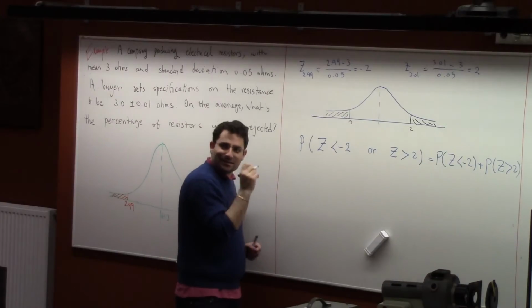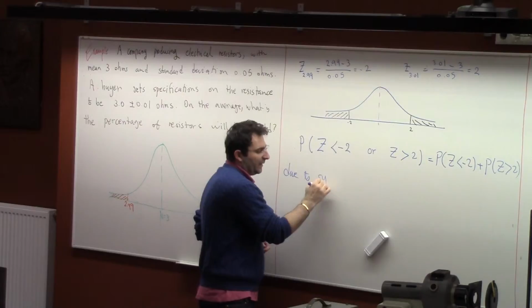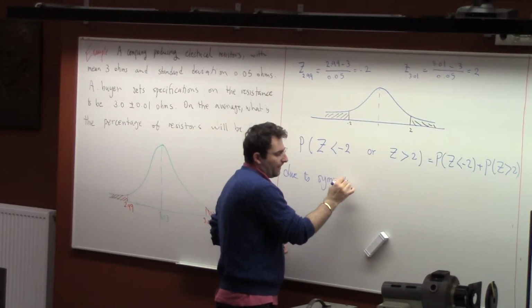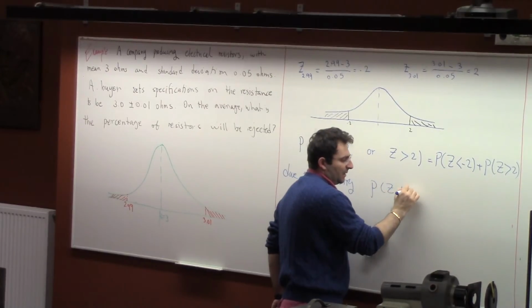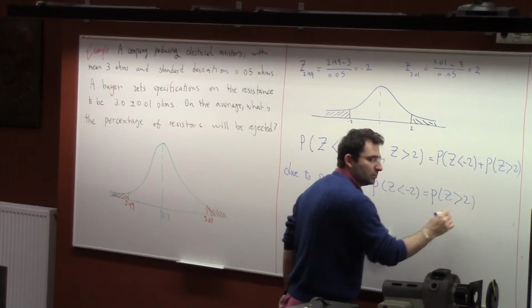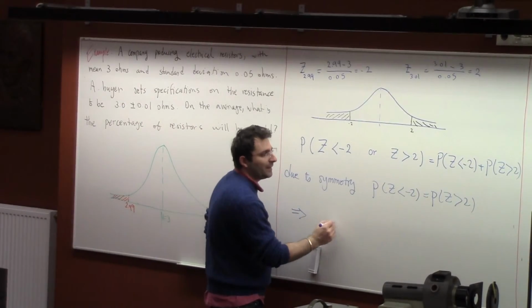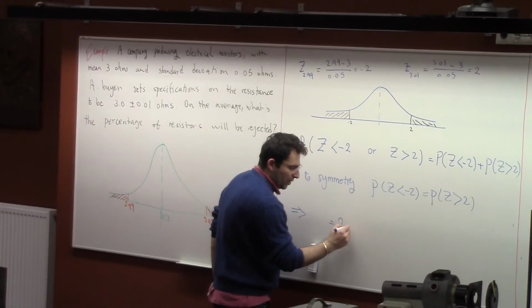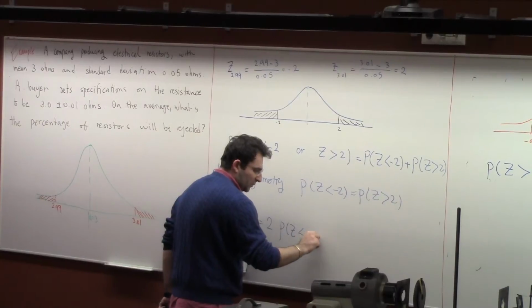And due to symmetry, we know that the probability of Z less than minus 2 is the same as the probability of Z greater than 2, right? So we get that this probability is equal to 2 multiplied by the probability of Z less than minus 2.